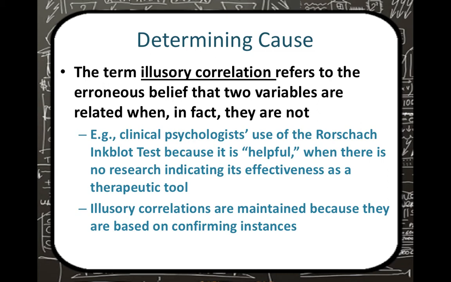Okay? And illusory correlations are maintained, or they stay in our brain, because they're based on confirming instances. This means that people tend to only remember the things that confirm their belief, right? People don't remember the things that are contrary to their belief. So this gives us this false idea, this false feeling that things are related to each other when really they're not related.